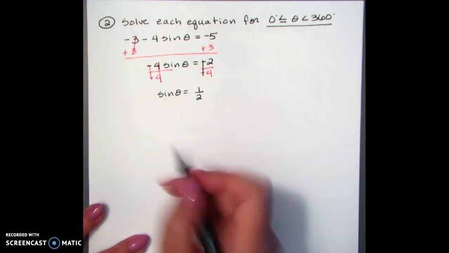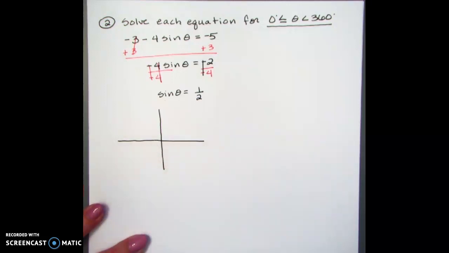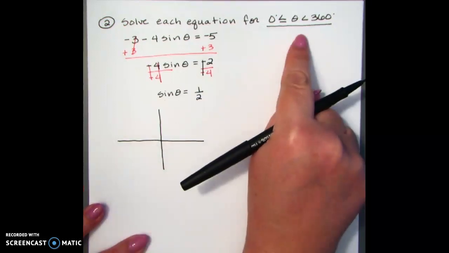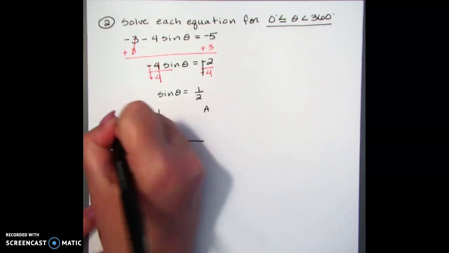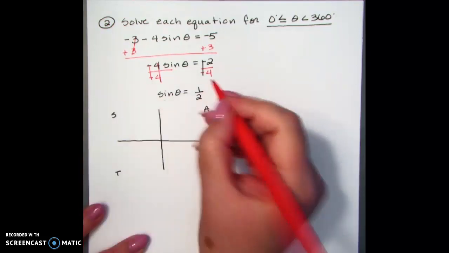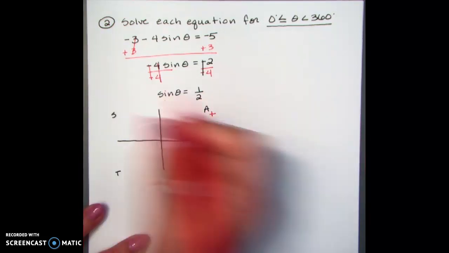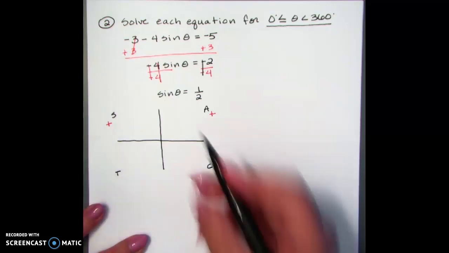In this case, I don't have any restrictions on that first revolution because it says I can have any value from 0 to 360. So if all students take calculus, that means that sine is positive in the first and the second quadrant, which makes sense because sine is represented by y on the unit circle, and y is positive in those two quadrants.